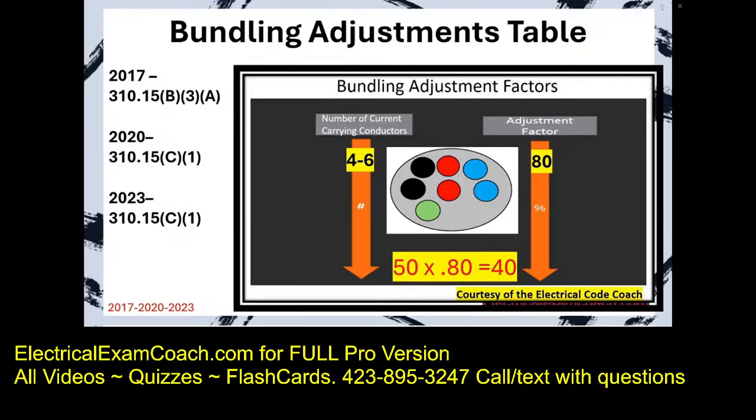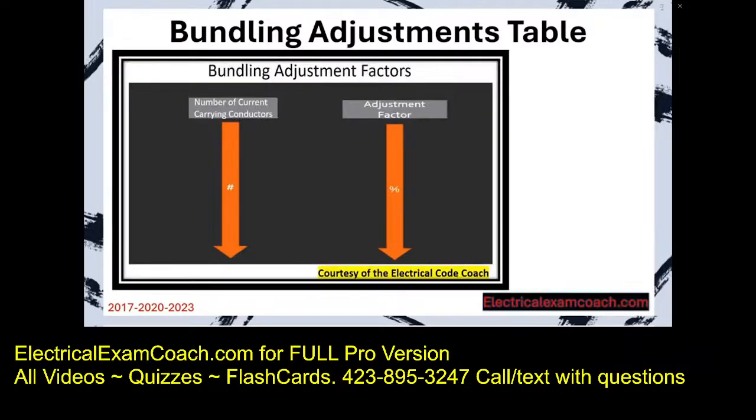Up until this point, we've had all hot conductors inside of our conduit. But what happens if we add in a neutral? Is it considered a current carrying conductor? What about grounding conductors? Are they considered current carrying conductors? Well, let's learn how to count conductors now.